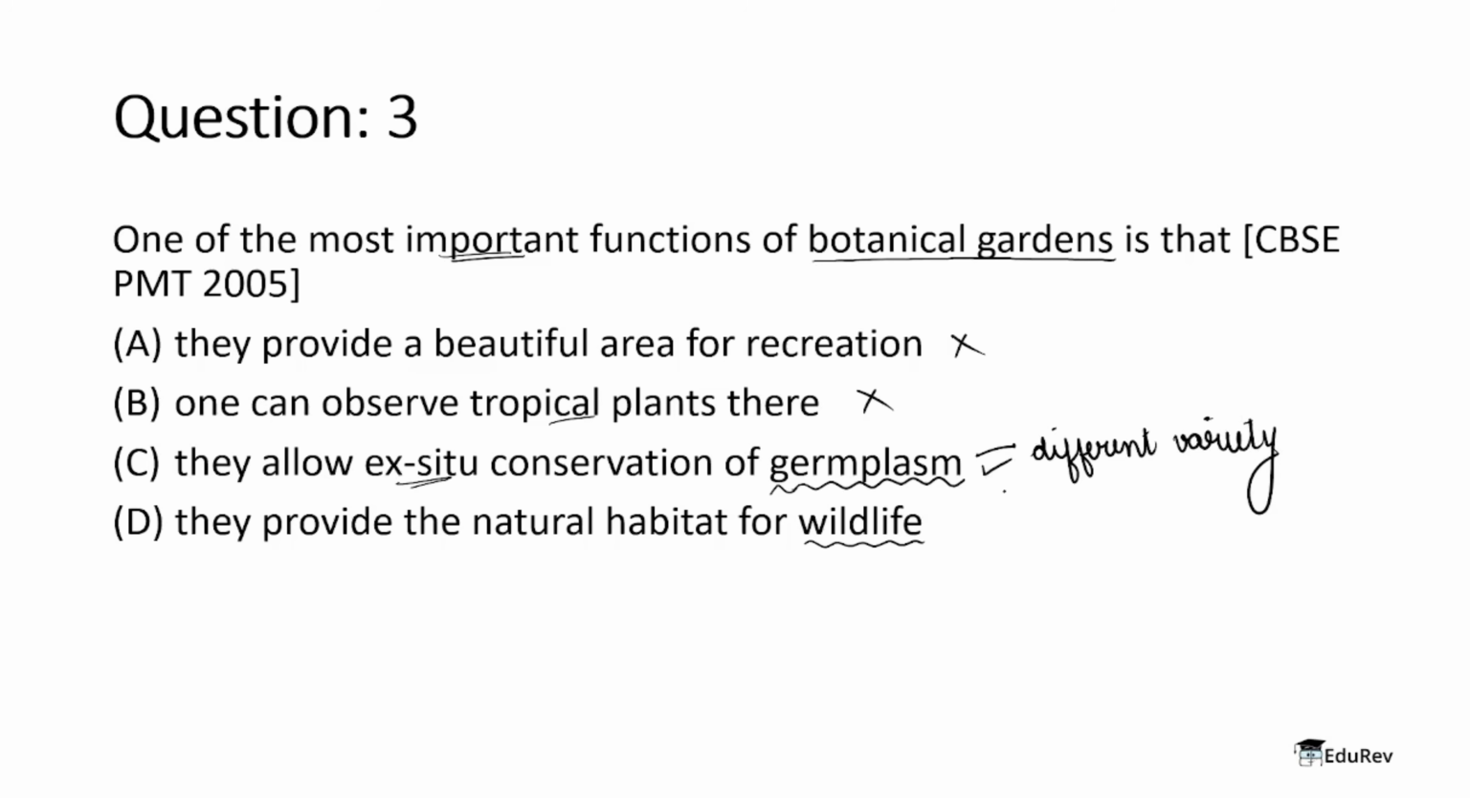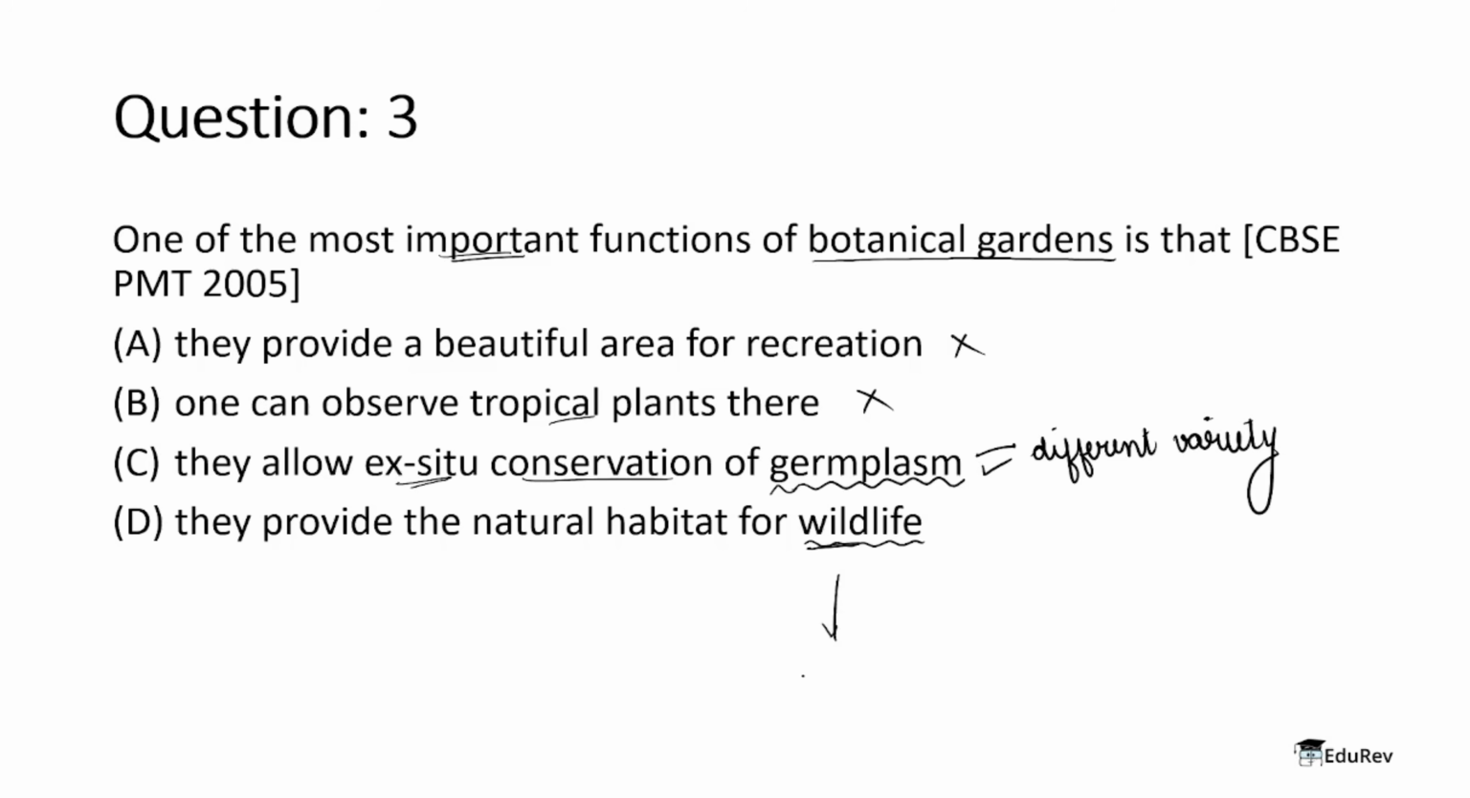But for reference, also look at option D. It states they provide a natural habitat for wildlife. And we all know botanical gardens are specifically for plants. Hence, wildlife is wrong. So option D is also wrong. So the correct answer is option C.